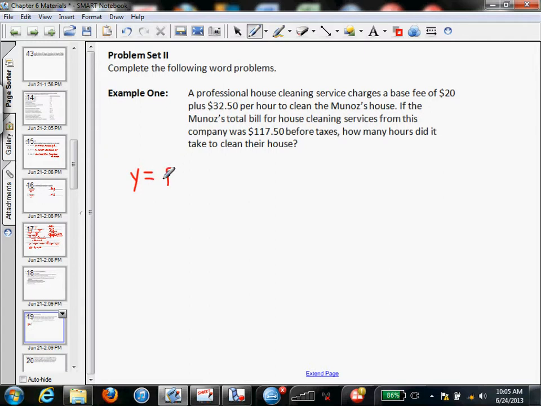is the final amount before taxes. And we can say that x equals the number of hours.